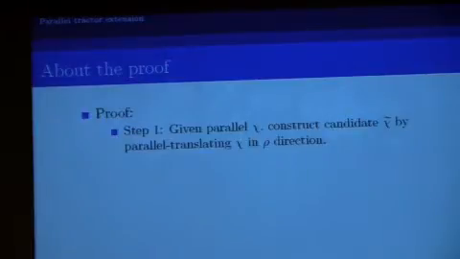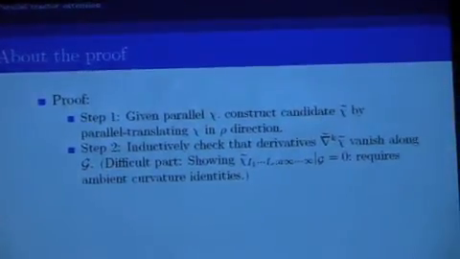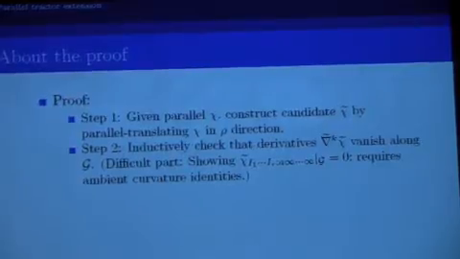So here, the first thing that we do is we just parallel translate our parallel tractor in the rho direction. And again, if this candidate extension really is going to be parallel, it has to, in particular, be parallel along these lines. All right, so once we have that candidate, then it turns out that it's enough just to check that all the covariant derivatives vanish along the initial surface.